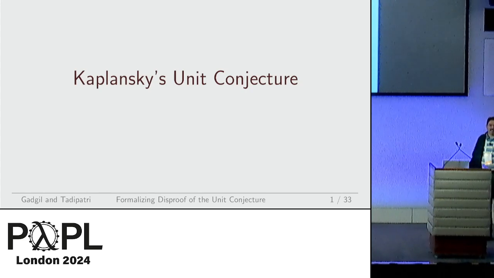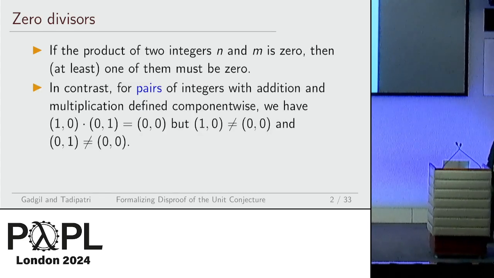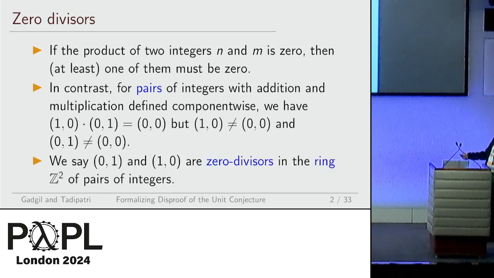Okay, so what is Kaplansky's unit conjecture? I'll start with some fairly basic stuff to motivate this. Well, you know that if the product of two numbers is 0, one of them must be 0, but if you're looking at pairs of numbers, this is not true any longer. (1, 0) times (0, 1) is 0. So these are called zero divisors, things which divide 0, you multiply and you get 0.